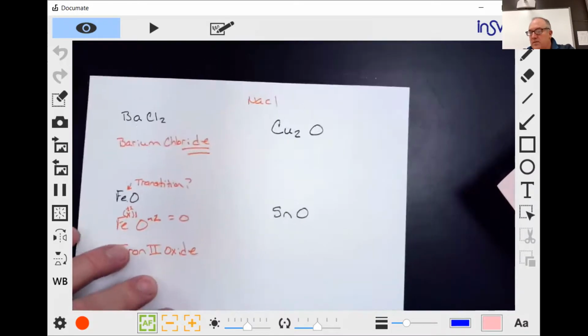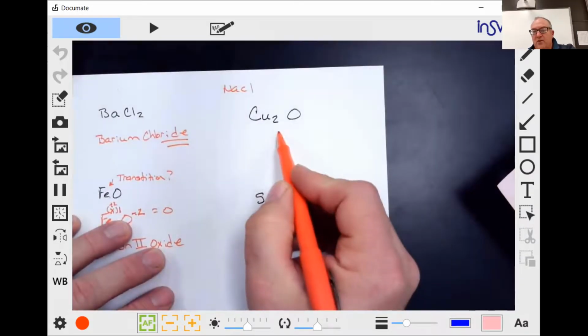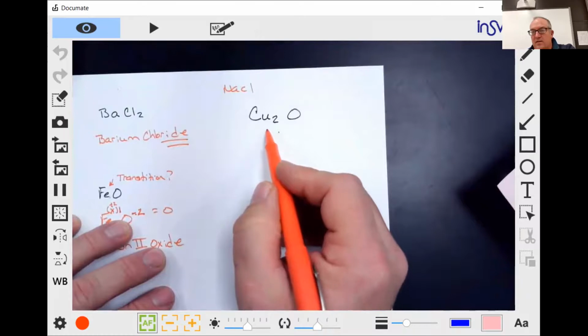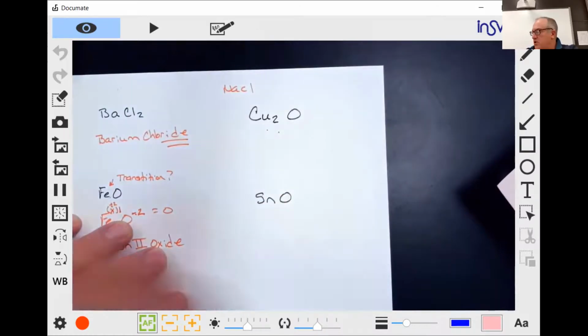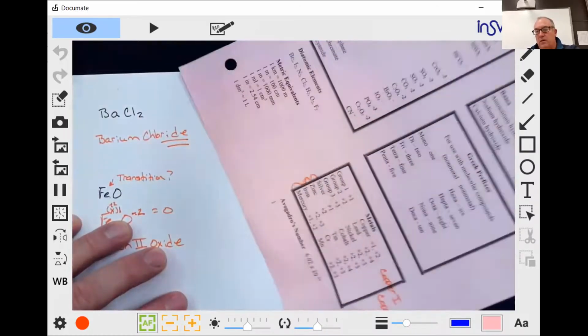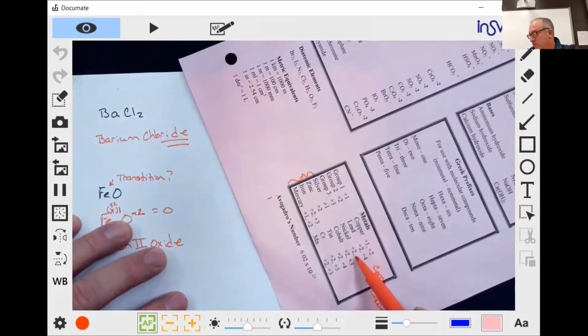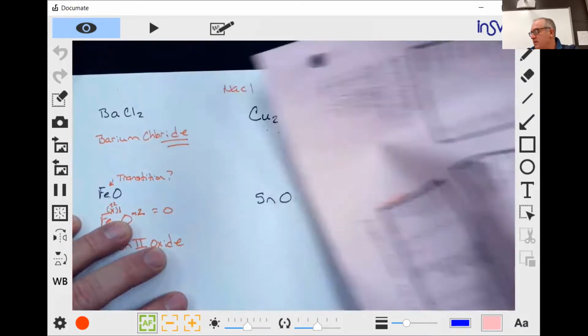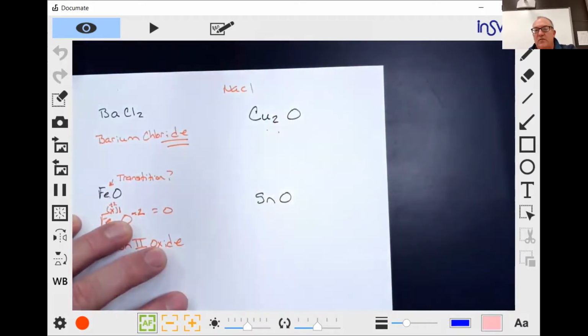So why don't you pause the video and try to see if you can name this one. This one, copper is a transition. I always want to double check on my chemical info sheet, which if these are transitions or not. I can look and see copper is. So pause the video and see if you can do this one.